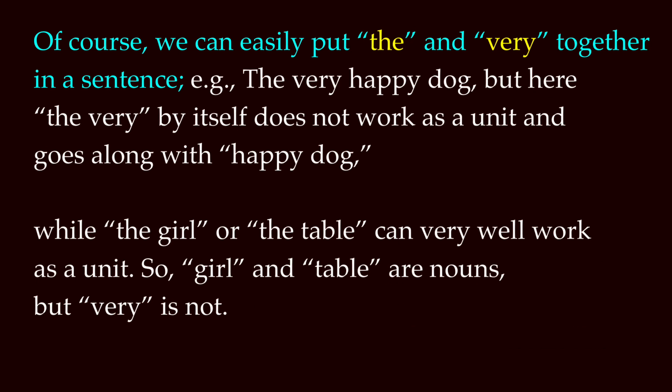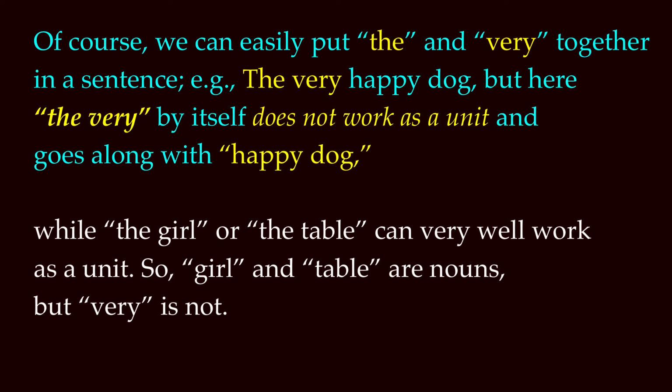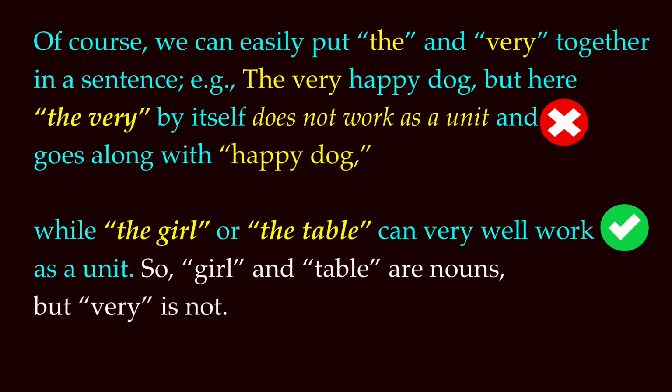Of course, we can easily put the and very together in a sentence. For example, the very happy dog. But here, the very by itself does not work as a unit and goes along with happy dog, while the girl or the table can very well work as a unit. So, girl and table are nouns, but very is not.